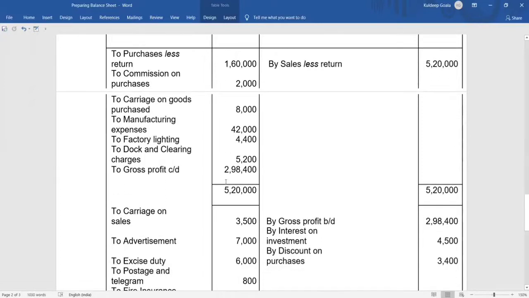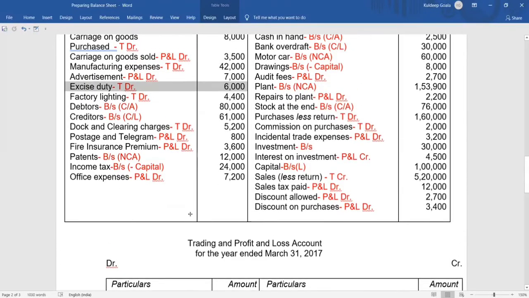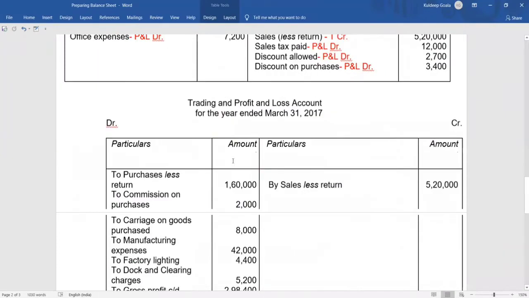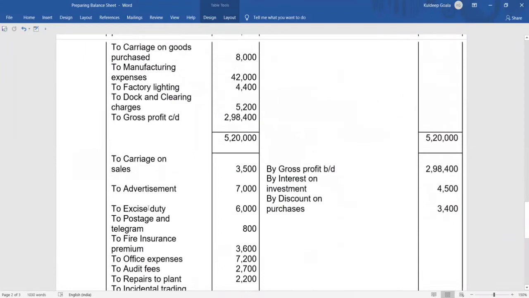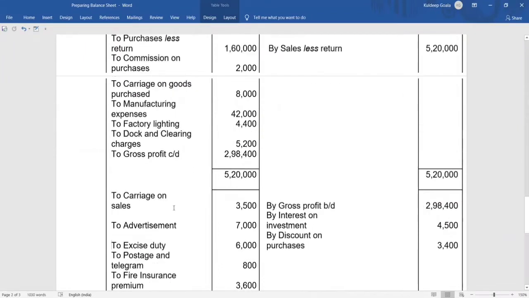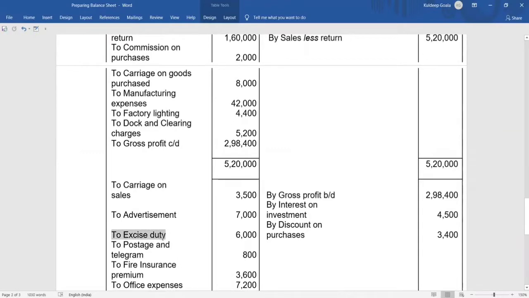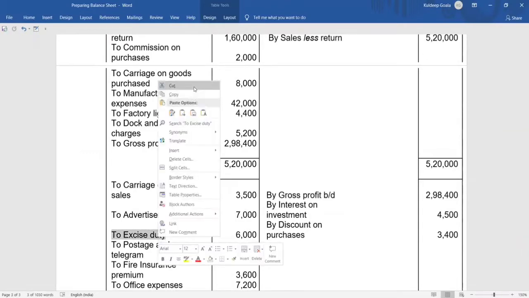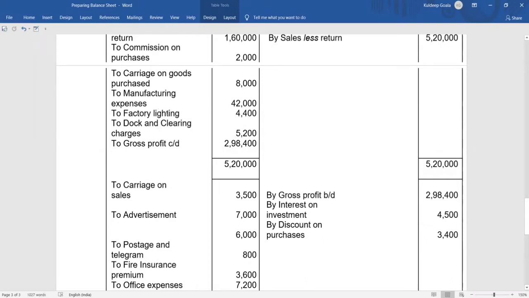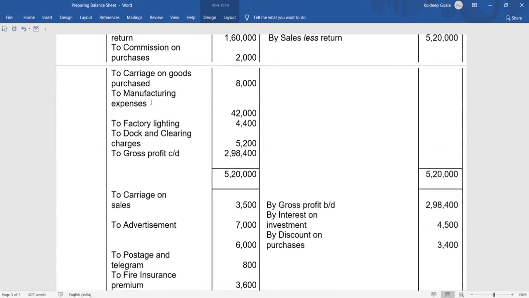Just a minute. Okay, excise duty. It should come in the trading account debit side. So there is a mistake in this place. It has been kept in the profit and loss account portion. So it shouldn't be here, rather it should be kept here. I'm just trying to place it. Yeah, so it is coming here, excise duty, and the 6,000 also will come here. So the excise duty of 6,000 has been placed here.